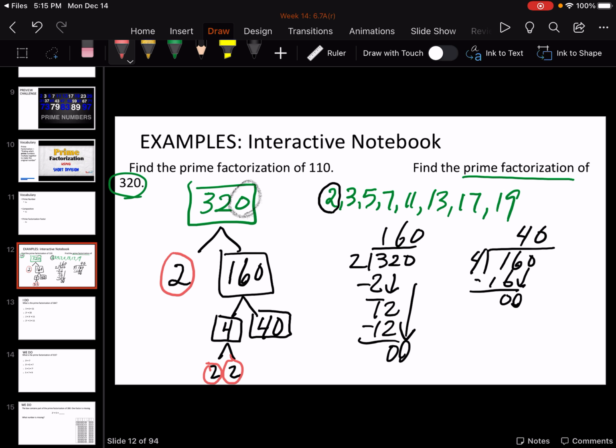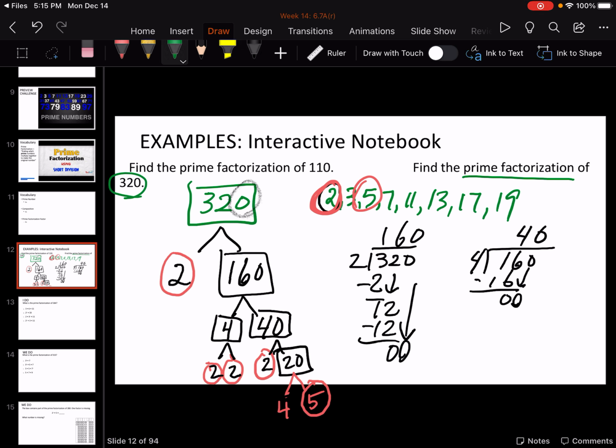There are many ways. I'll just do 2 by 20. Why not? Circle my 2 because it's a prime number. Box my 20. 20 can be broken down again. I do red here so that way we can see. 4 by 5. 5 is a prime number, so I'll circle that. 4 is a composite, so I will box that.